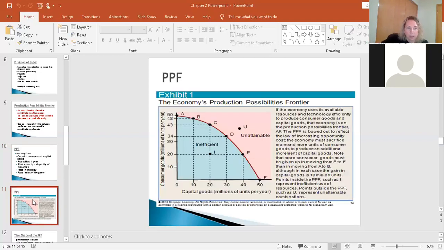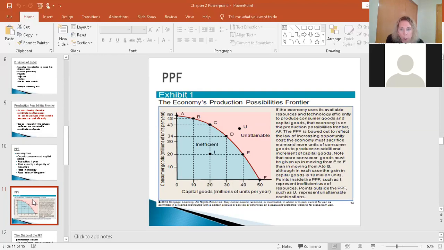So let's look at a PPF. So this is your first look at the PPF. The PPF is actually that red line, sorry, not a line, a curve, is that red curve that starts at point A and then slopes down and we end up at point F.